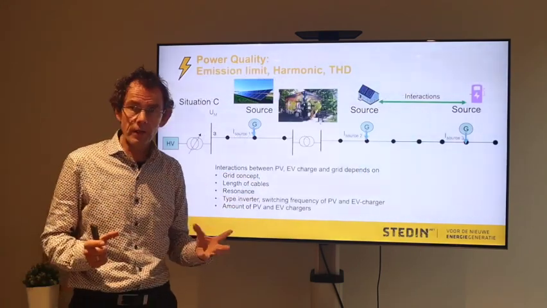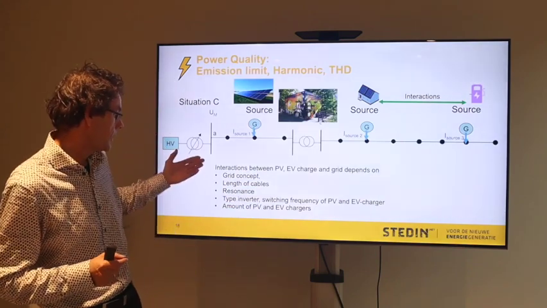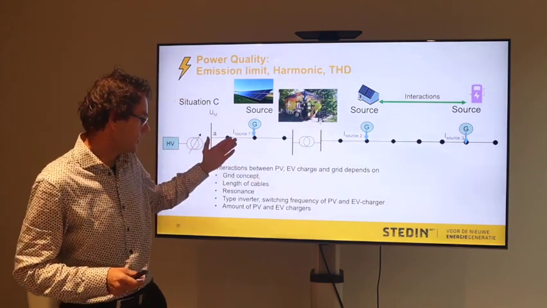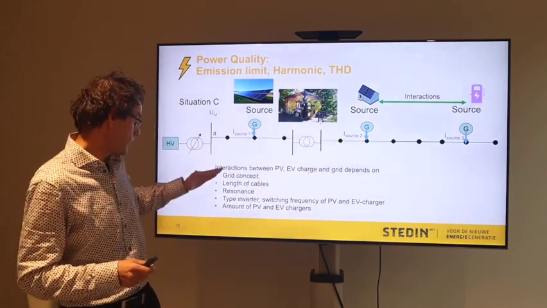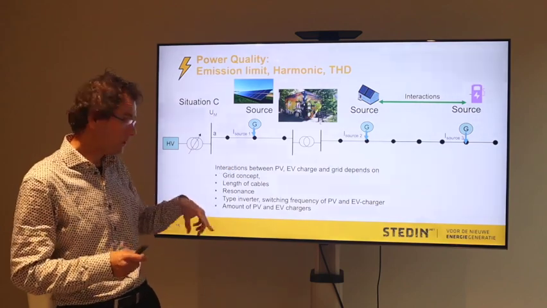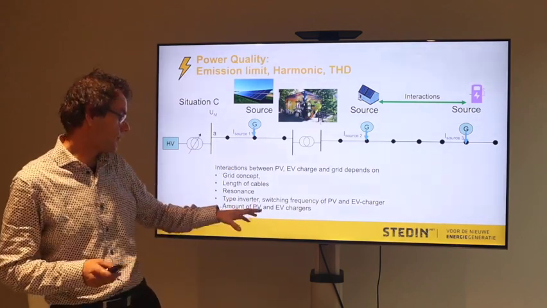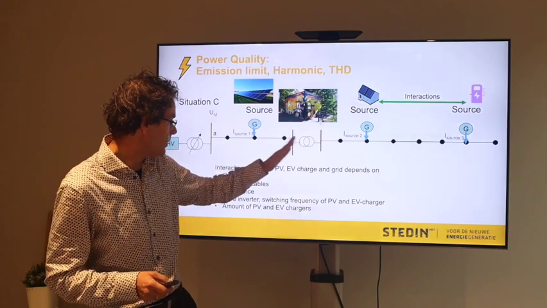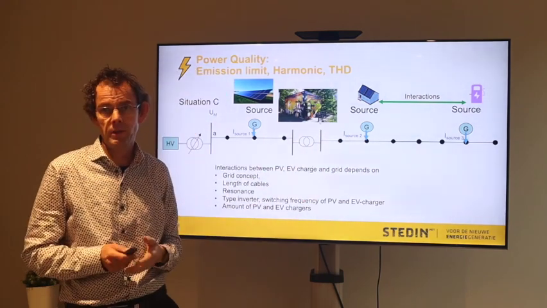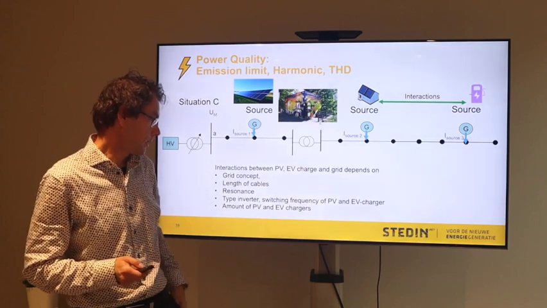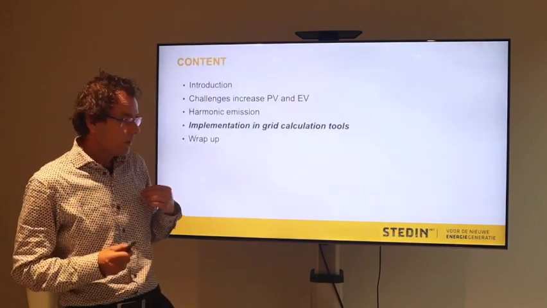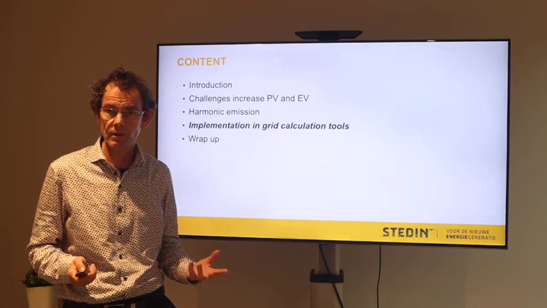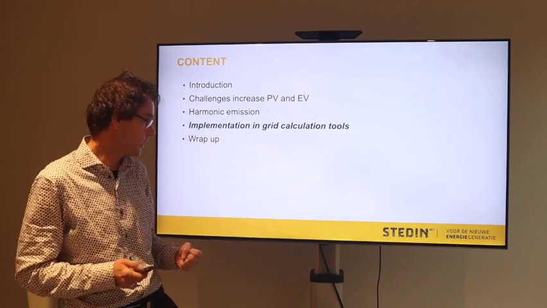So to calculate this limit for each customer, these are the variables. The grid concept: is it like a string, or is it meshed? The length of cables, depending on resonances, what we saw in these impedances, the type of inverters, the switching frequency of PV and EV charger, and also the amount of it. This is free, but if it's more, it also gives limits on the emission. So how can we calculate that? Then we need tools for that. We cannot measure it always, and also not in every place, so we have to calculate it.